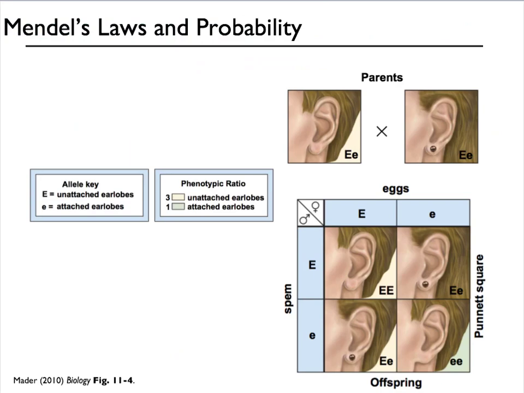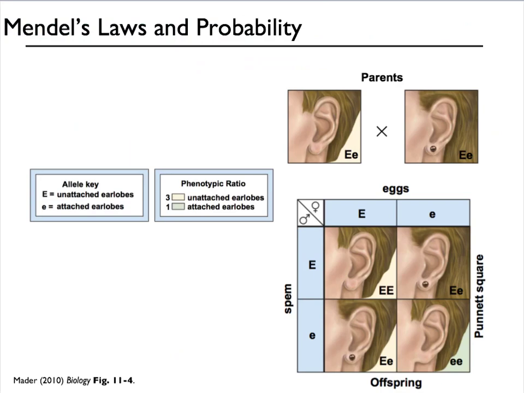So here we have a cross for the trait that refers to unattached or attached earlobes. And you can check your ears right now. Unattached earlobes are the dominant trait, and attached earlobes, where the lobe of the ear connects to the jaw, would be attached earlobes. And so the parents of this cross are both heterozygous, which means they have 1 big E allele and 1 little e allele, and the phenotype then would be the dominant trait, and that is unattached earlobes.